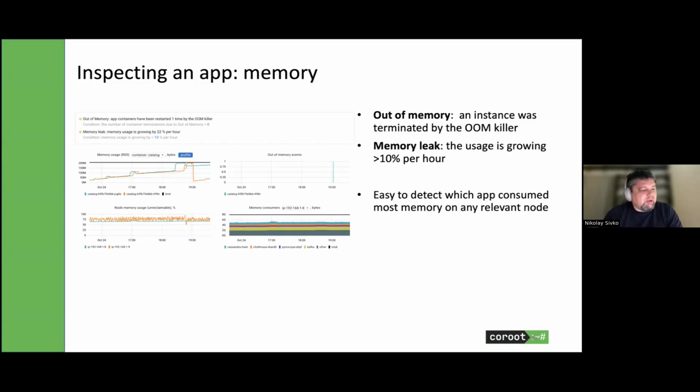You can have out of memory capacity on the node. And in this case, it's pretty useful to understand the top memory consumers on the related node.